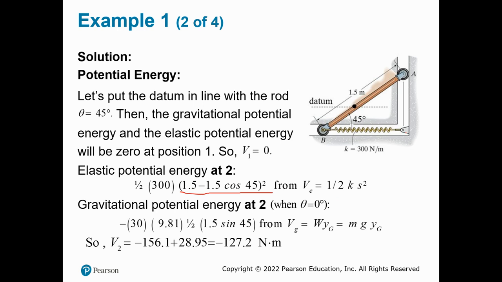And then gravitational potential energy, we're going to calculate how much it goes from the datum to the floor, to the 0 degree. So this is vertically how much the location of the center of gravity changes. And because it's coming down, it's negative. So you have negative 30 times 9.81, and then 1/2 of 1.5 sine 45. That gives us the gravitational potential energy, which is negative.